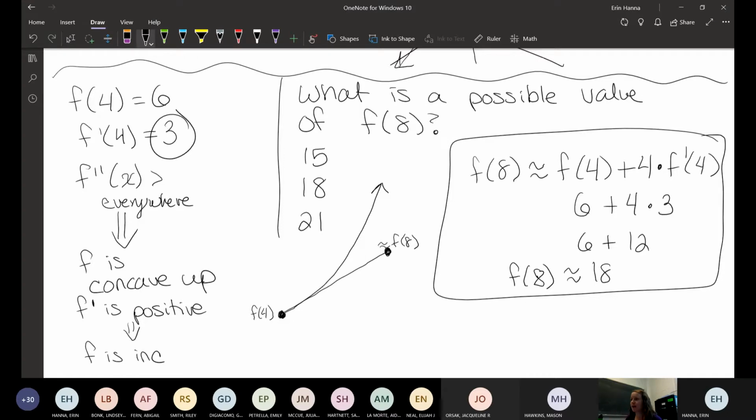So our better guess for what f of 8 would actually be is 21. The fact that the second derivative is positive, meaning the original function is concave up, tells us how the function bends. If it has to bend upward, then I'm actually going to end up higher than my estimation from the tangent line approximation.